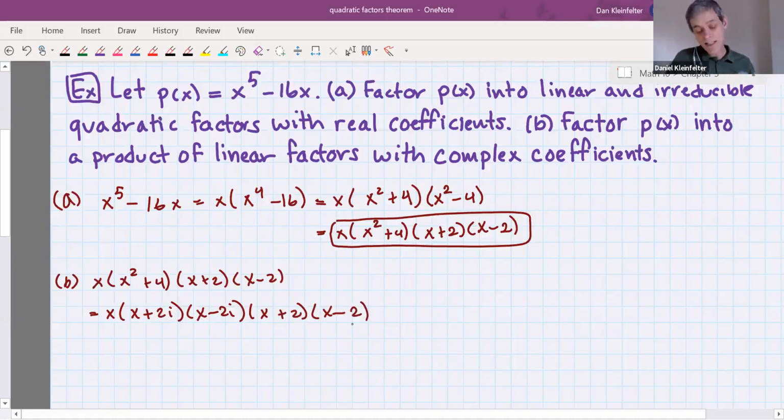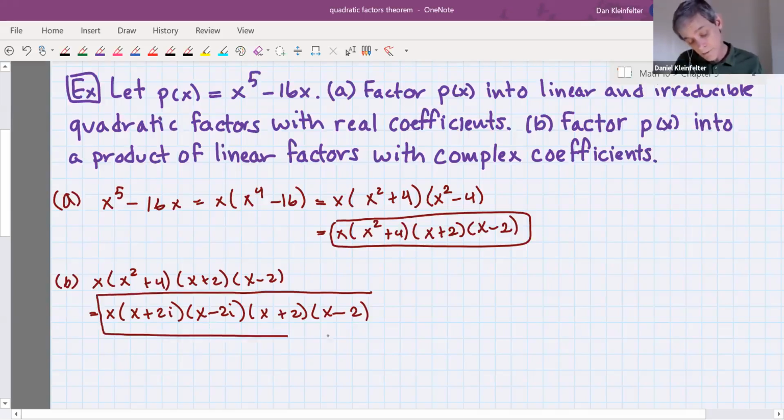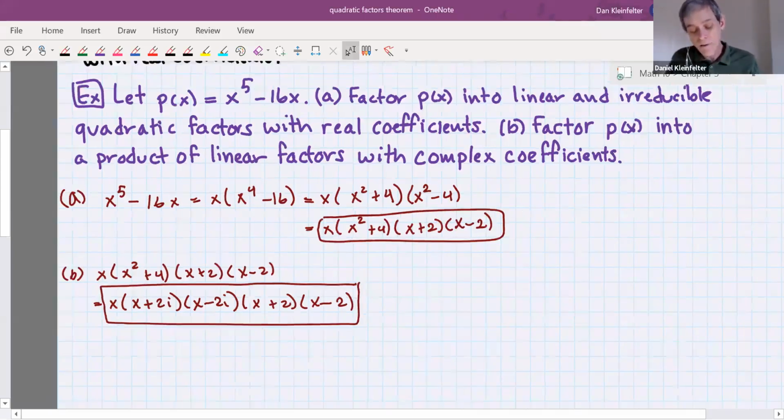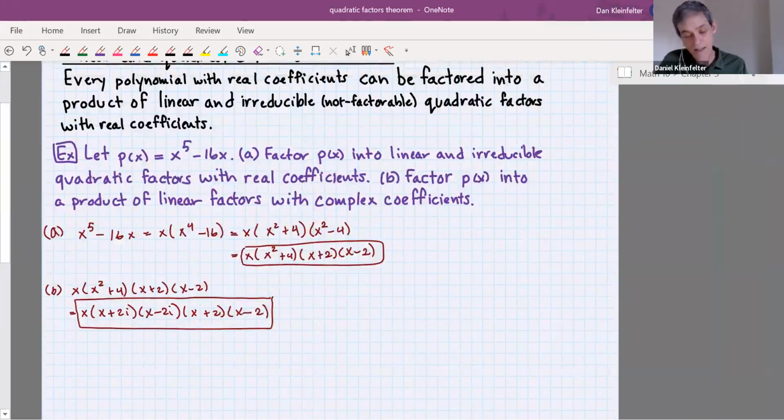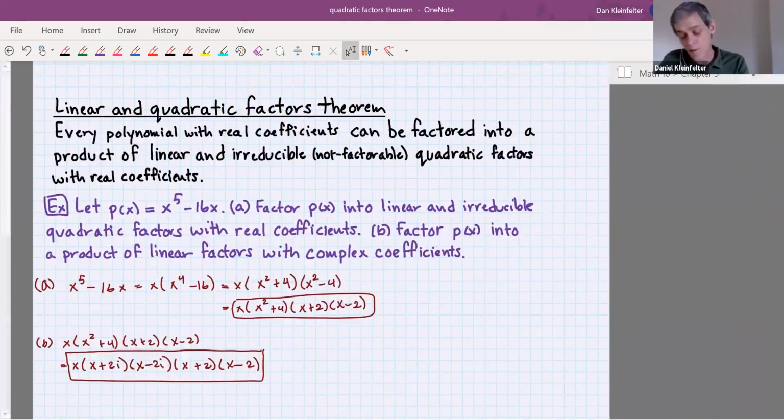We're able to factor this thing into linear factors using complex number coefficients. So that's the thing, is if you use complex numbers, you're going to be able to factor any real number coefficient polynomial into a product of linear factors. If you just want to use real number coefficients in your factorization, that is, if you don't want an answer in terms of i's, then you can get it down to something that is degrees 1 and 2. Okay, and then that is the linear and irreducible quadratic factors theorem.